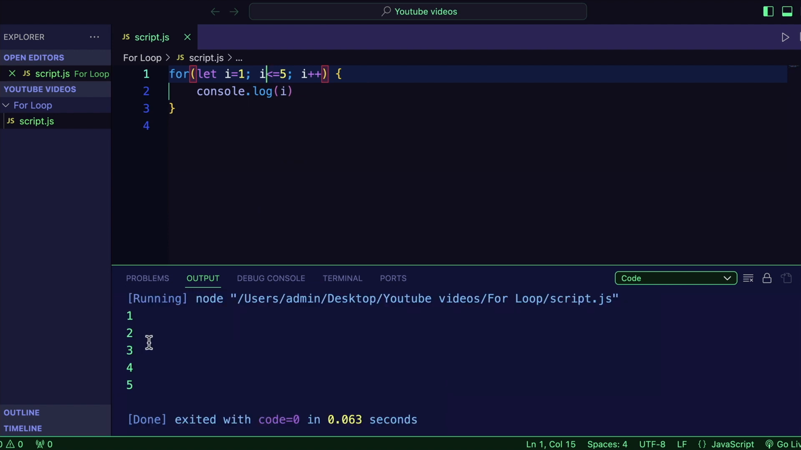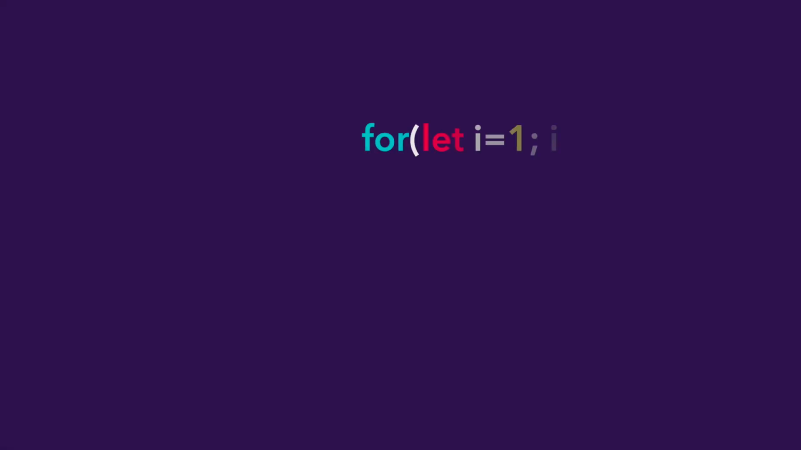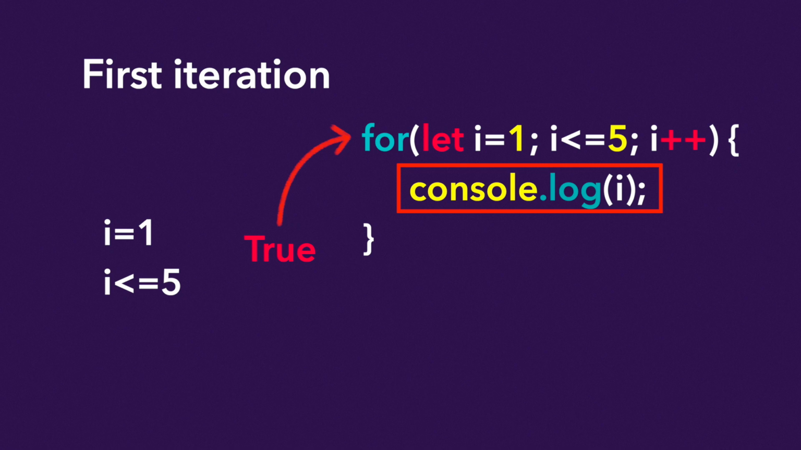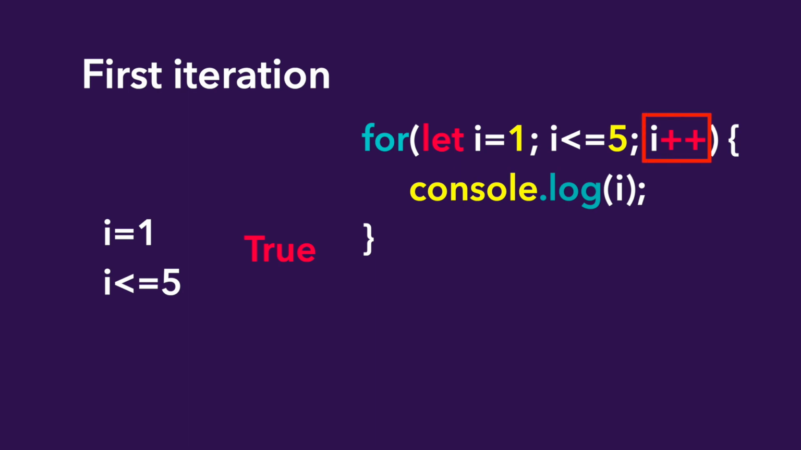Great! Now let's go through and see what happens with i at each iteration of the loop. On the first iteration, the loop checks if i, which is 1, is less than or equal to 5. Since this is true, it enters the loop. The code inside the loop, console.log(i), is executed, logging the value of i, which is 1. The iteration statement i++ is executed, incrementing i to 2.